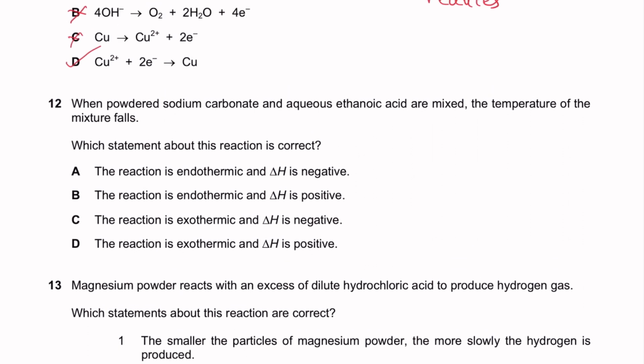When powdered sodium carbonate and aqueous ethanoic acid are mixed, the temperature of the mixture falls. Which statement about this reaction is correct? When it's an endothermic reaction, the temperature of the surroundings falls, so it means that the reaction is endothermic, and delta H in endothermic is positive, so it will be B.